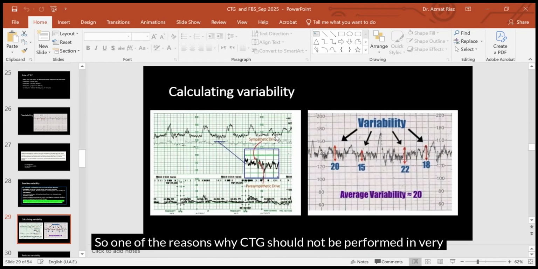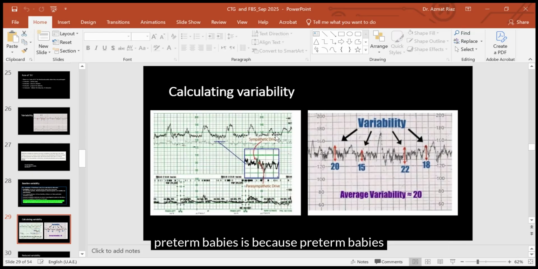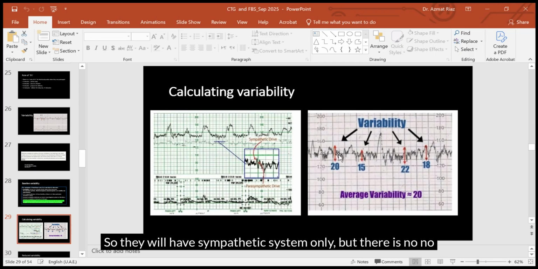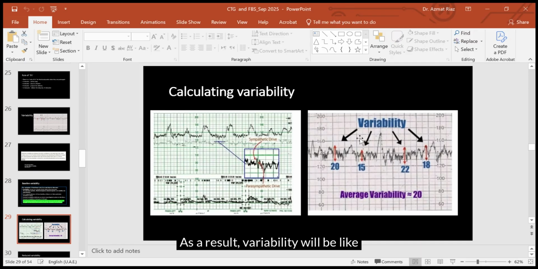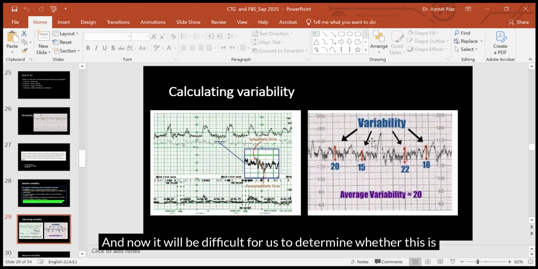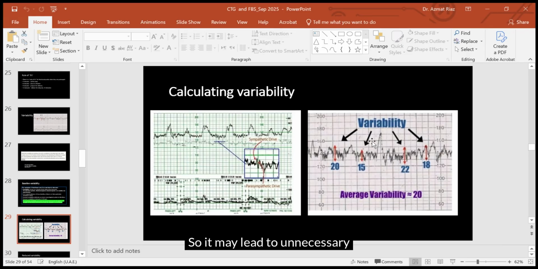One of the reasons why CTG should not be performed in very preterm babies is that preterm babies do not have a mature parasympathetic system. So they will have the sympathetic system only, but there is no mature parasympathetic system to pull it down. As a result, variability will be like a straight line in premature babies. And now it will be difficult for us to determine whether this is because of some pathology or just because the baby is preterm. So it may lead to unnecessary intervention, especially in a preterm baby.